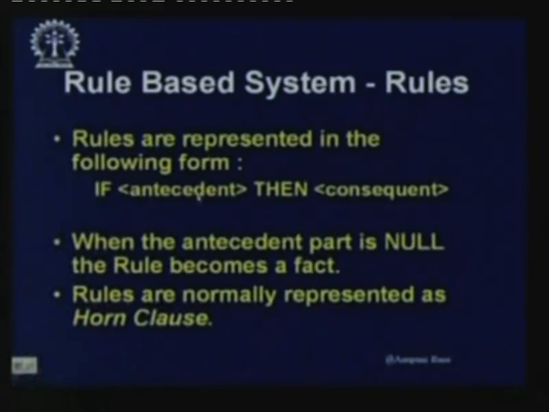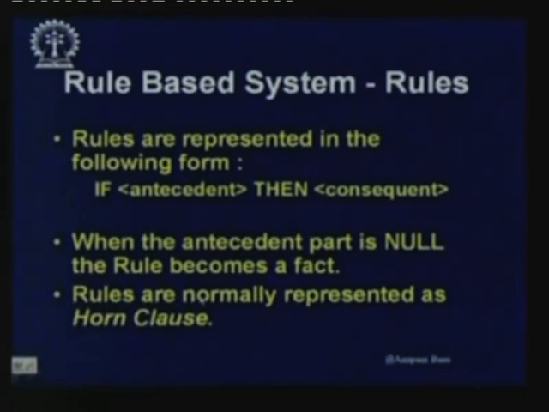Now, a rule says that if these conditions are true, then I can infer a new fact. But if no conditions are given, then that consequence stands on its own merit, on its own right. So it's true, it's a fact. Those of you who have written C programs might recall while(1), while true, those sort of structures, which are always true. Similarly, if there is no condition attached to a rule, then it becomes a mere fact.